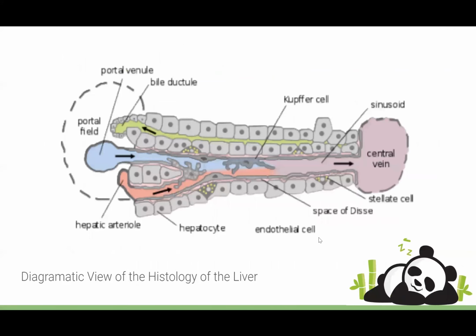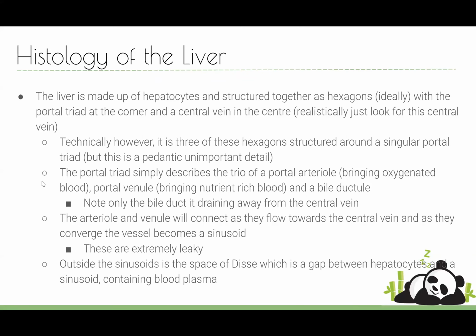And it's only the bile duct that drains away. And it kind of makes sense because otherwise, how's the bile going to get to where it's supposed to be, right? So the portal vein and the blood supply goes to the central vein, but the bile, sorry, goes the other way. So like bile duct. The arteriole and venule will flow towards the central vein and converge into one vessel. And these are extremely leaky vessels.